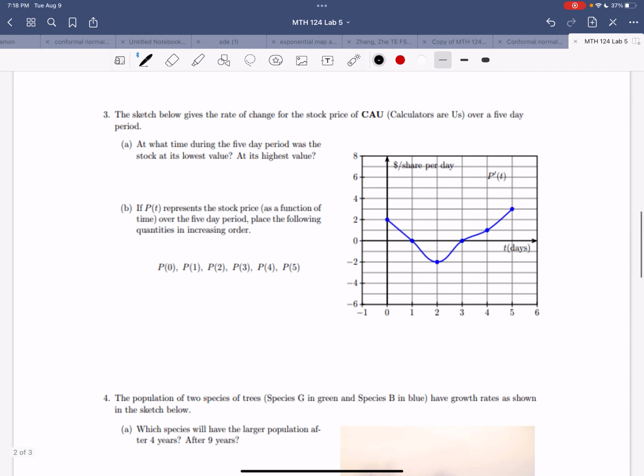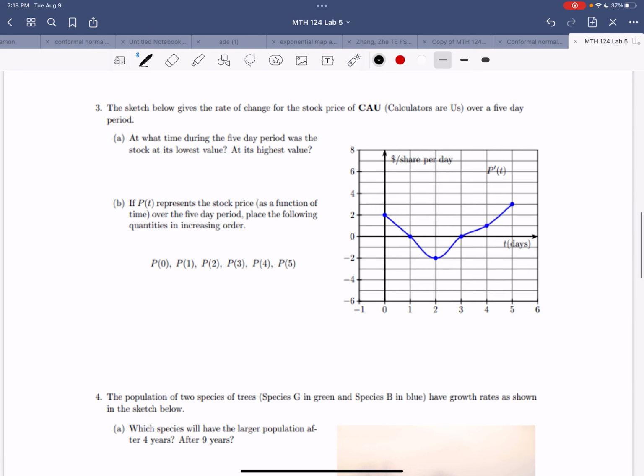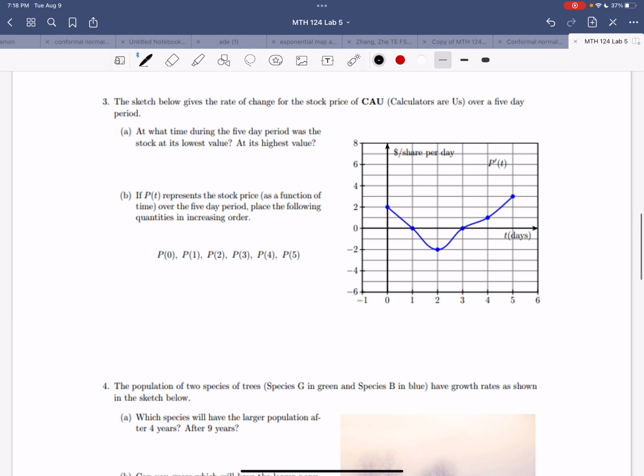And question 3 gives us this graph here. This graph is the rate of change for the stock price of this CAU stock over 5 days. So question 1 asks, at what time during the 5 day period was the stock at its lowest value? Right, it's increasing here because here is positive, and then decreasing and decreasing. And here is its lowest value, right, at day 3.